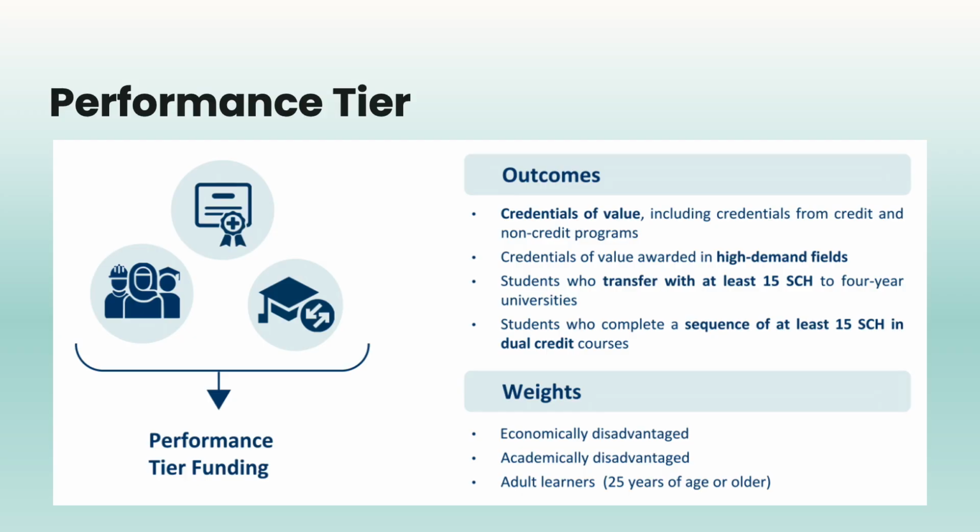We've also got some additional weight. So if a student is economically disadvantaged, academically disadvantaged, or considered an adult learner, 25 or older, then you will get an additional weight on top of that. Okay, so if I have one student that was a dual credit student who completed 15 semester credit hours, but they were also economically disadvantaged, I'm actually going to get to multiply them by 1.25. Adult learners are a 1.5.